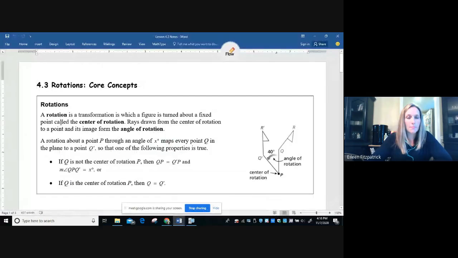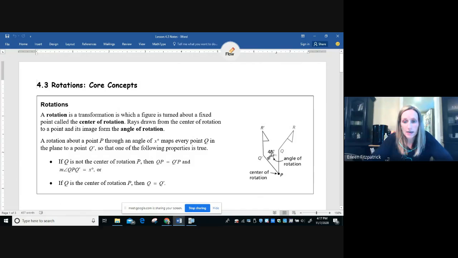Okay. So rotation is another type of transformation, and it is another rigid motion or isometry because it doesn't change the shape or the size of the figure. So that means that distance is preserved, side lengths don't change, and angle measures are preserved as well. Rotation is a transformation in which a figure is turned about a fixed point called the center of rotation. Rays drawn from the center of rotation to a point and its image form an angle of rotation.